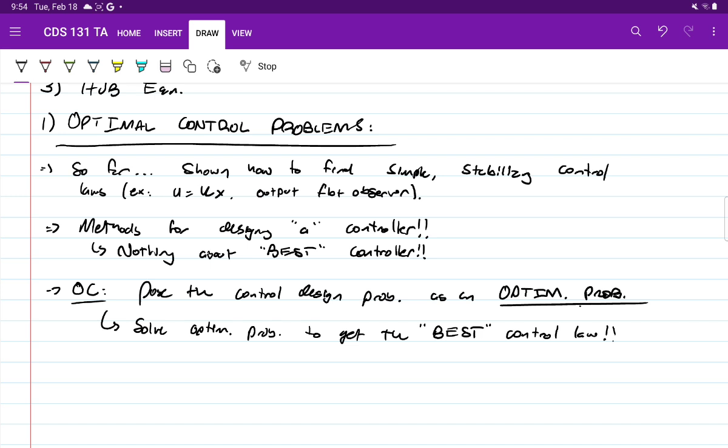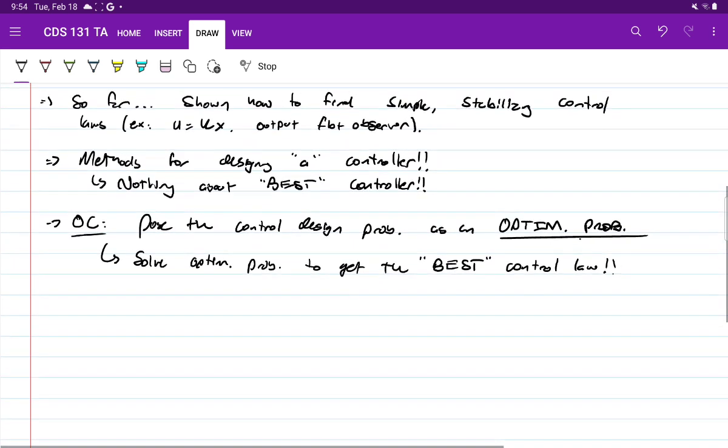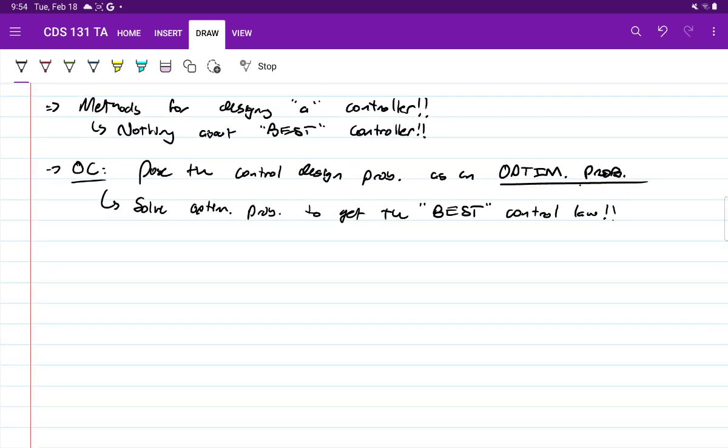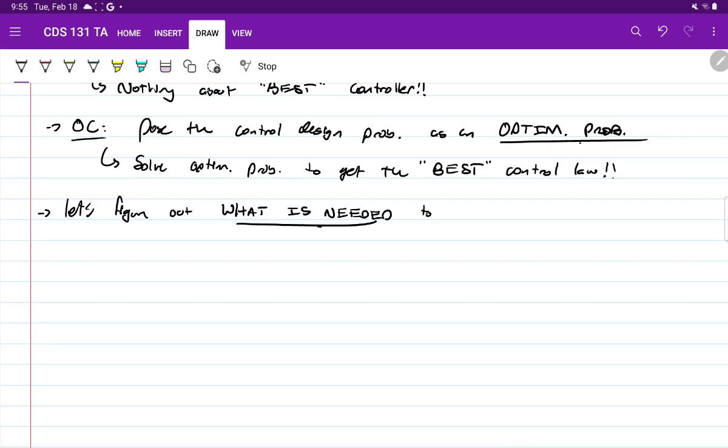We're now, instead of just saying, okay, I want to stabilize my system, maybe we're saying, I want to stabilize my system subject to my control law being the best according to this criterion, okay? So something along these lines. Okay, so let's start to put a little bit of math down towards these ideas. Let's figure out what is needed to actually pose one of these optimal control problems. To pose an OCP, optimal control problem, as I'll usually abbreviate it.